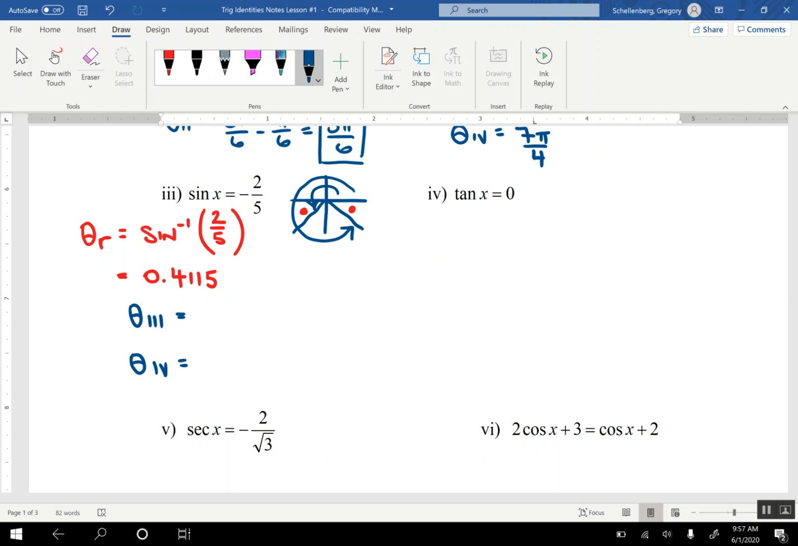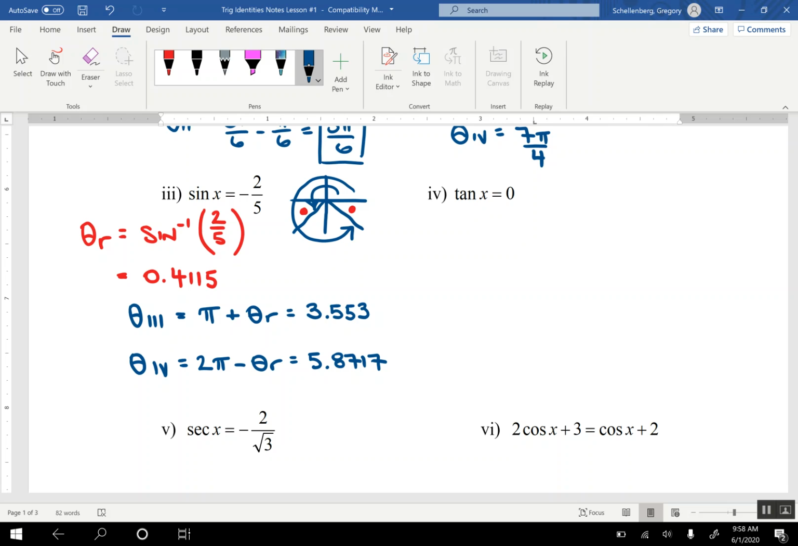So for theta 3, we're going to take pi, and we're going to add that reference angle. And so we should end up with something like 3.553. And for theta 4, we're going to take 2 pi, and we're going to subtract that reference angle, and we should end up with something like 5.8717. Okay, so you can confirm that with your calculator.